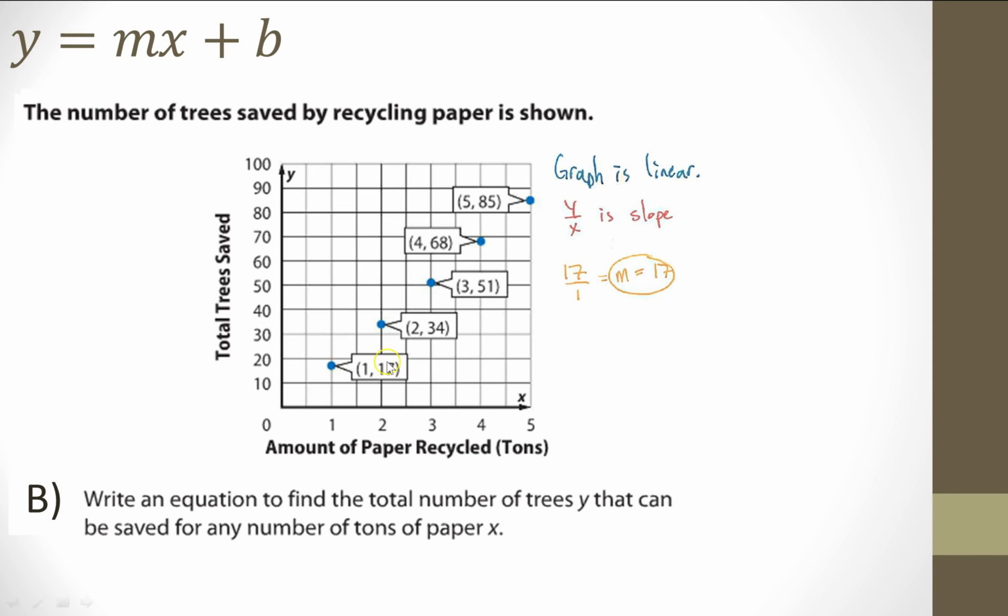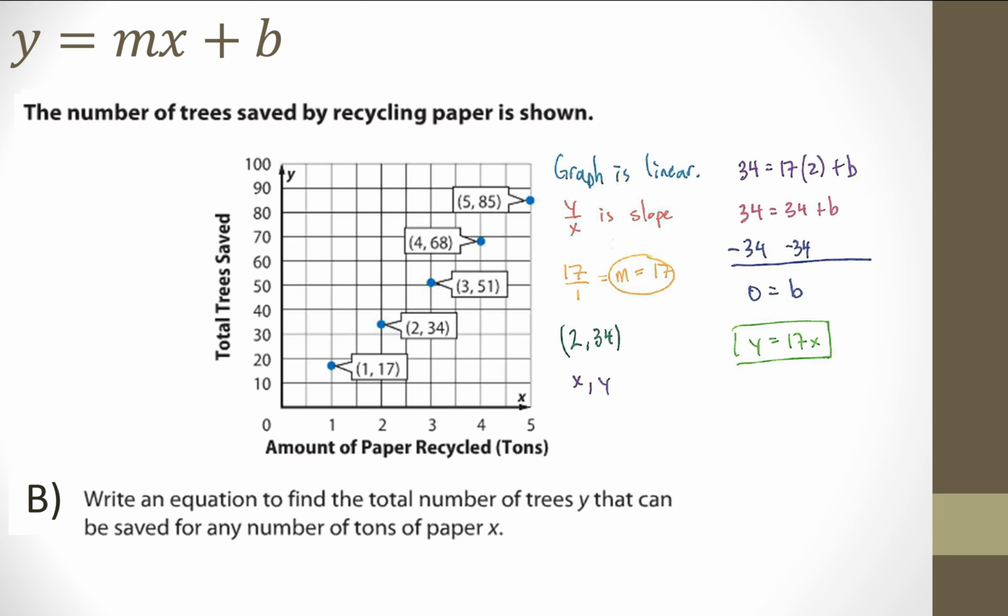I'm going to choose the easy one where x is 1. So my slope is 17. Substitute back into the equation using a different point. And I now know that b is 0. So that does mean that my equation is y equals 17x.